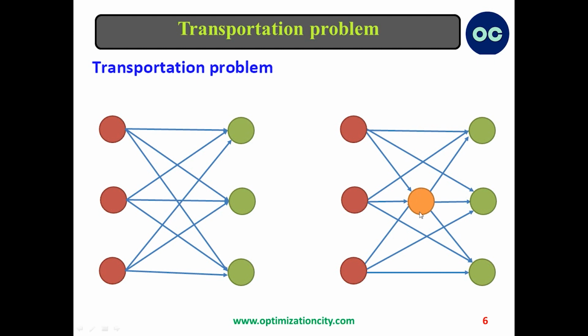So this is the intermediate. So this is not a transportation. This is a transportation because there is no intermediate point.